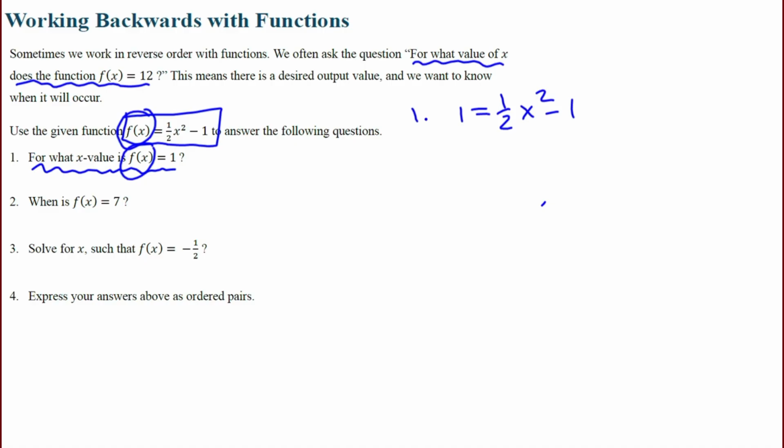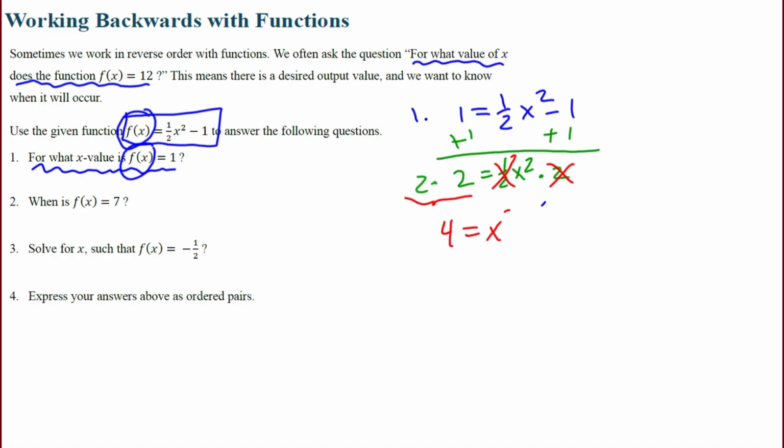Now this is a regular equation. We solve it like we do all our algebra equations. Get like terms together. Then we want to isolate the variable. So first let's get rid of the coefficient. We can multiply both sides by 2. And we see that 2 times 1/2 is 1, so they cancel each other out. 2 times 2 is 4, so we have 4 is equal to x squared.